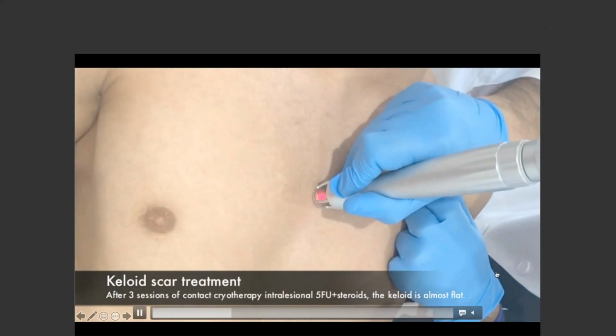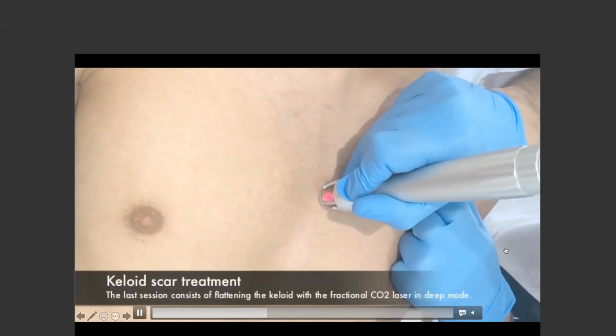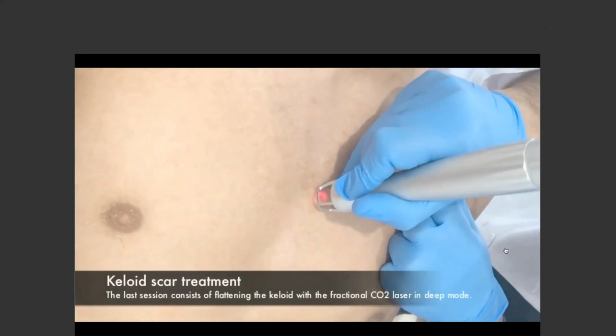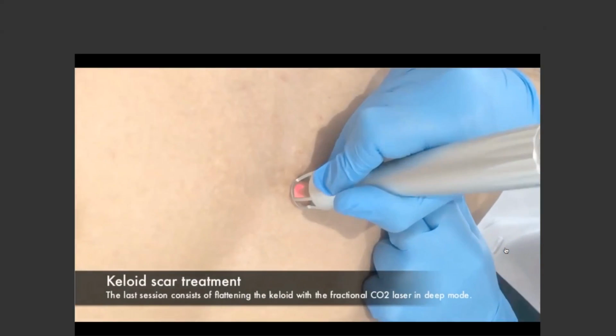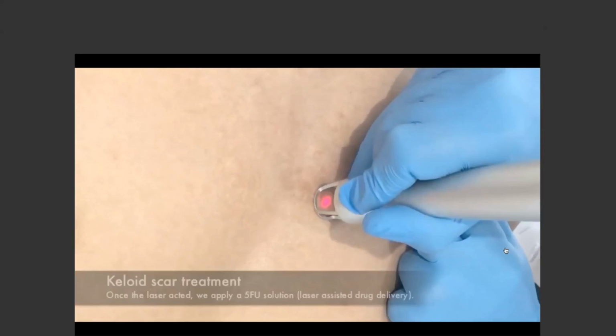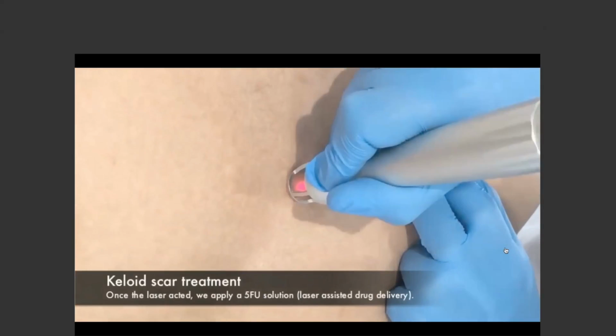All right, so we use the deep mode, 5% density of spots. And once I've done, we then apply the 5-FU topically.